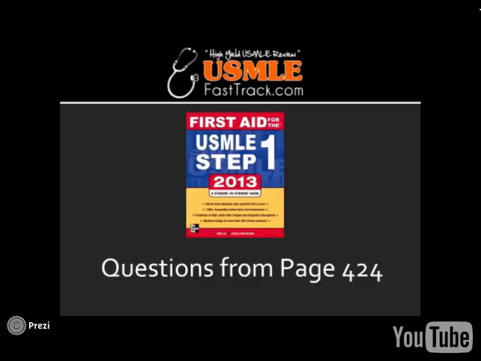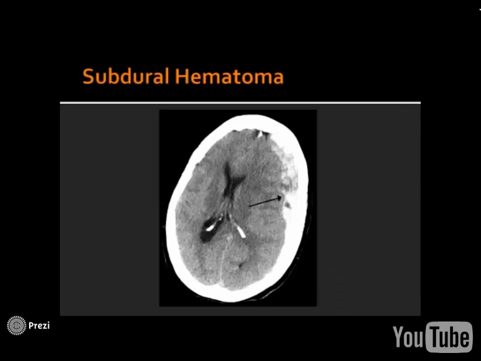Page 424. Subdural hematoma. What causes subdural hematoma? Subdural hematoma is caused by rupture of the bridging veins. The bridging veins are just small veins that are underneath the dura mater, which drain the underlying neural tissue, and they puncture the dura mater and eventually empty into the dural sinuses. So these veins, when they're ruptured, they cause subdural hematoma.